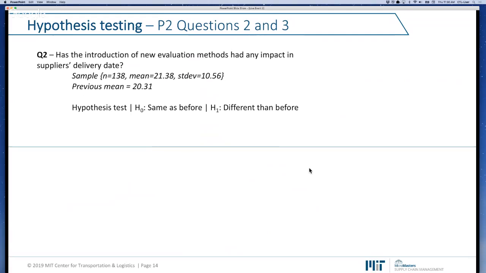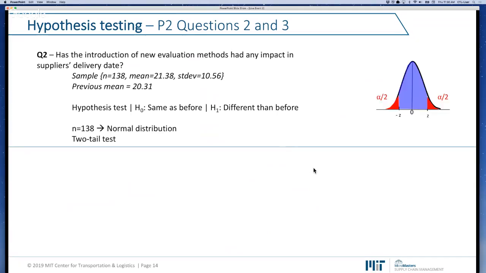We're not looking for directionality here. We just want to see if something changed or not. Therefore, what we want to do is a two-tailed test. We want to see if something changed. Therefore, this is two-tailed.